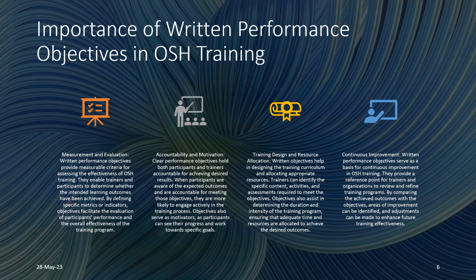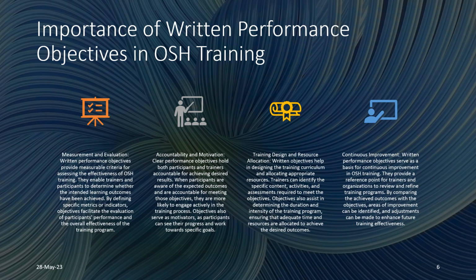Besides that, the importance of a written performance objective in OSH training is in measurement and evaluation. It provides accountability and motivation, which gives a clear performance objective that holds both the participant and trainers accountable for achieving the desired learning goals. Training design and resource allocation. With a specific written objective, we will know that at the end of the day, we can identify the specific content, activities or assessments that are going to supplement the trainee or the audience.